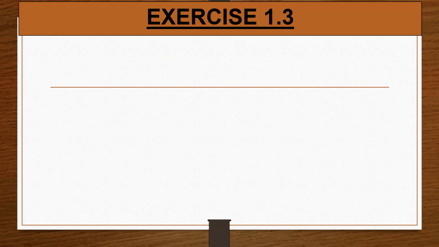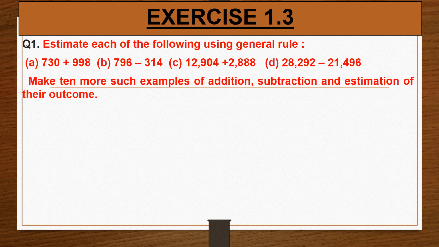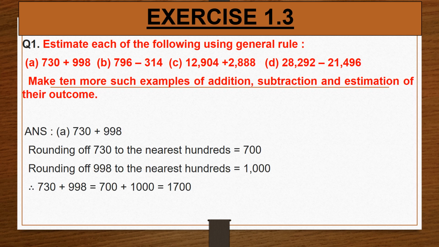So students, let's start our next exercise 1.3. First question is, estimate each of the following using the general rule. We have already done this in my previous slide, but we'll do it again. First part is 730 plus 998. Rounding off 730 to the nearest hundreds, we'll get 700 because the tens digit in 730 is 3. So this number is rounded down to 700.